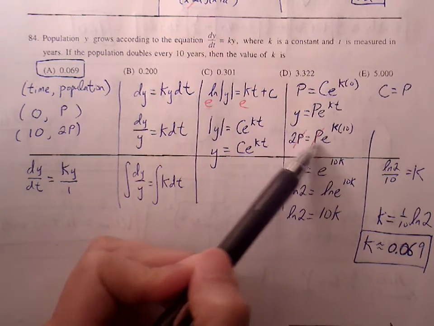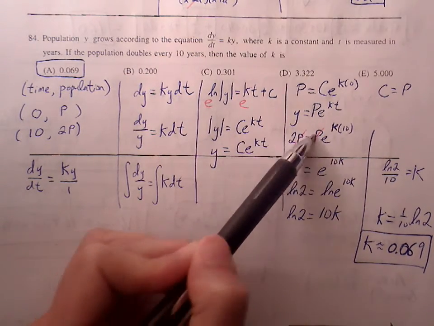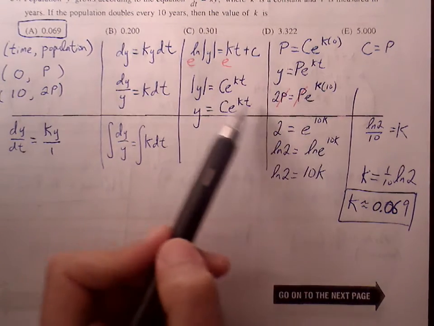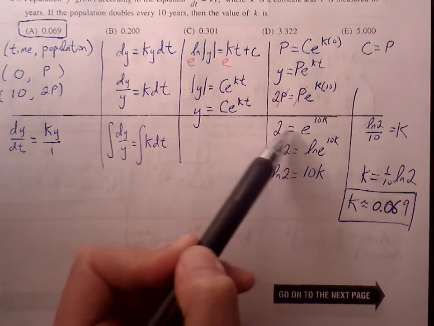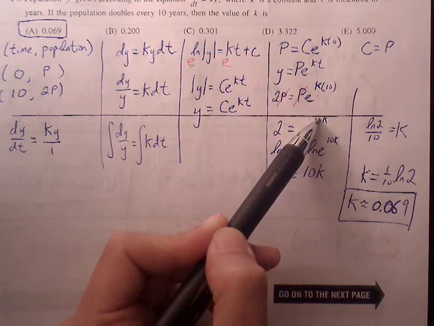So now I'm going to use the second ordered pair to help me solve for k. 2p plugs in for y. 10 plugs in for t. The p's cancel out. I'm left with 2 is equal to e to the 10k. I'm trying to solve for k, but k is sitting up as an exponent. So I'll take the natural log of both sides so we can take advantage of log properties to bring that exponent down in front.